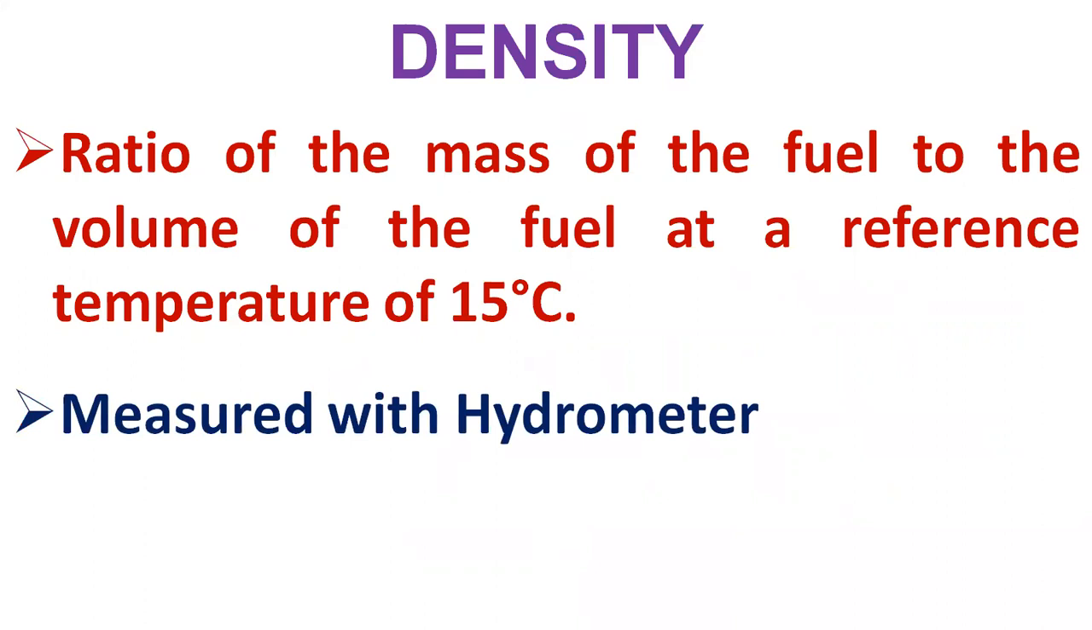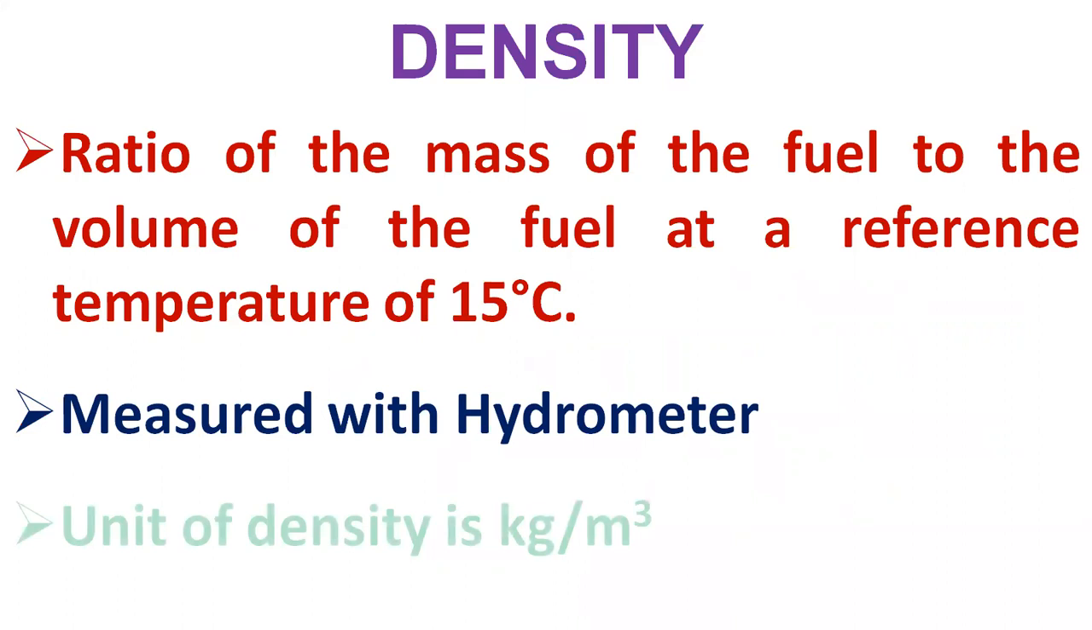The first property is the density, which is defined as the ratio of the mass of the fuel to the volume of the fuel at a reference temperature of 15 degrees centigrade. Density is measured by an instrument called hydrometer. The knowledge of density is useful for quantity calculations and assessing ignition quality. The unit of density is kg per meter cube.